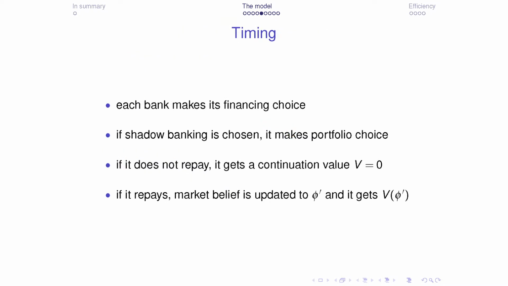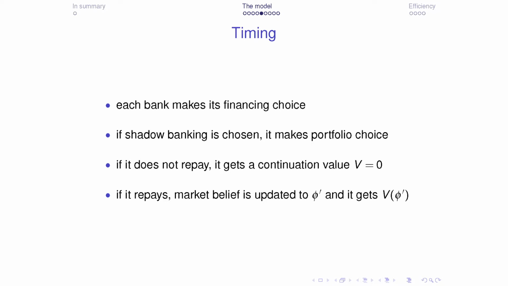Now, just to sum up the timing: at the beginning of the period, each bank makes its financing choice, either traditional banking or shadow banking. If she decides to go with shadow banking, she can make a portfolio investment decision; otherwise she has to go with a safe asset. If the bank does not repay, then she gets a continuation value of 0.